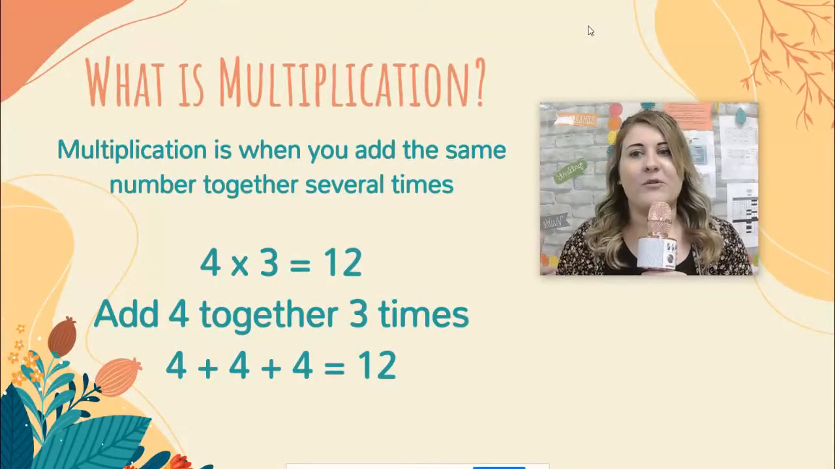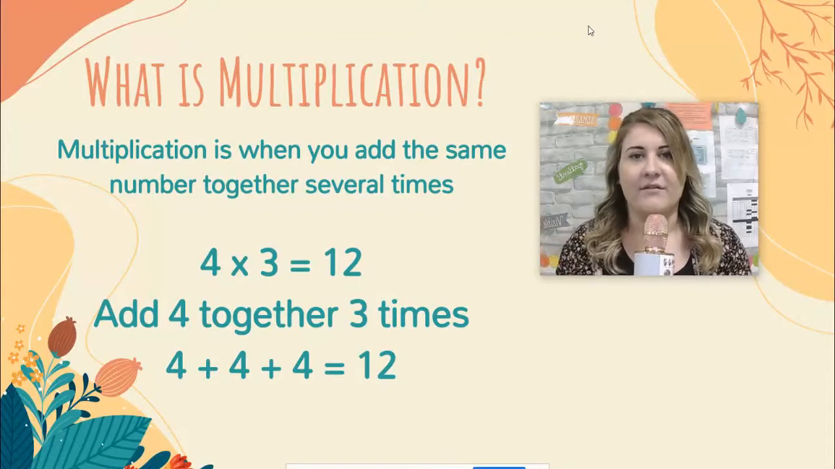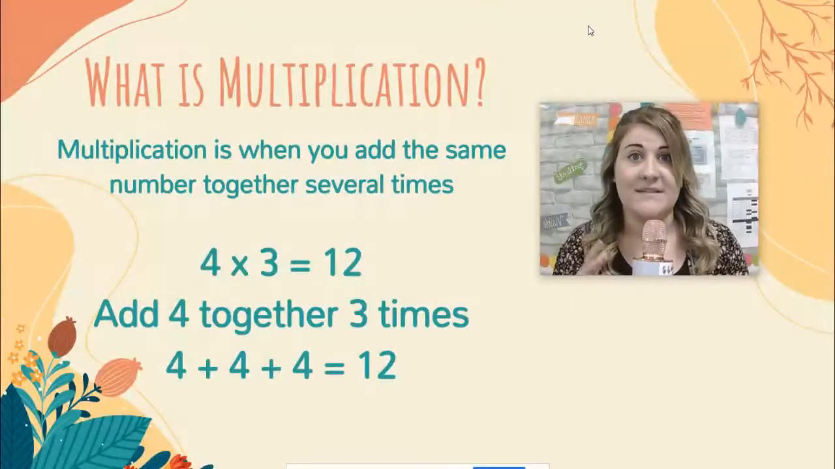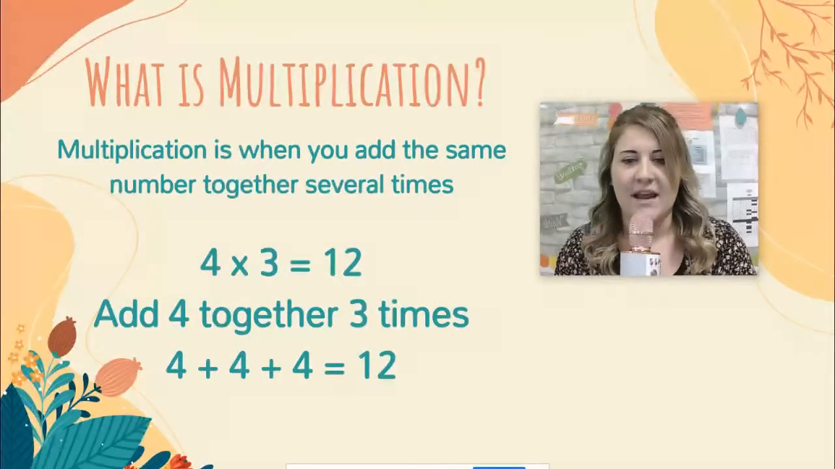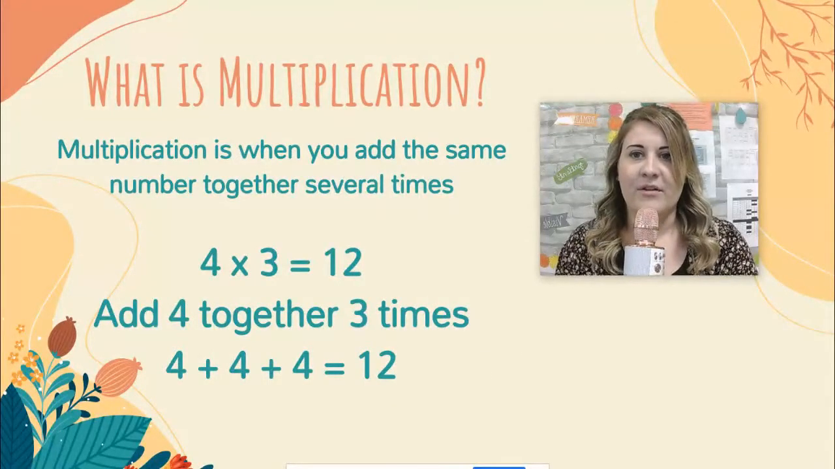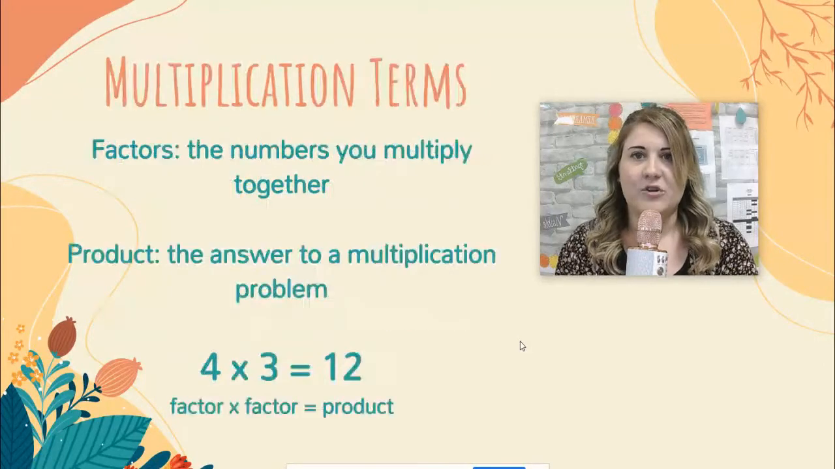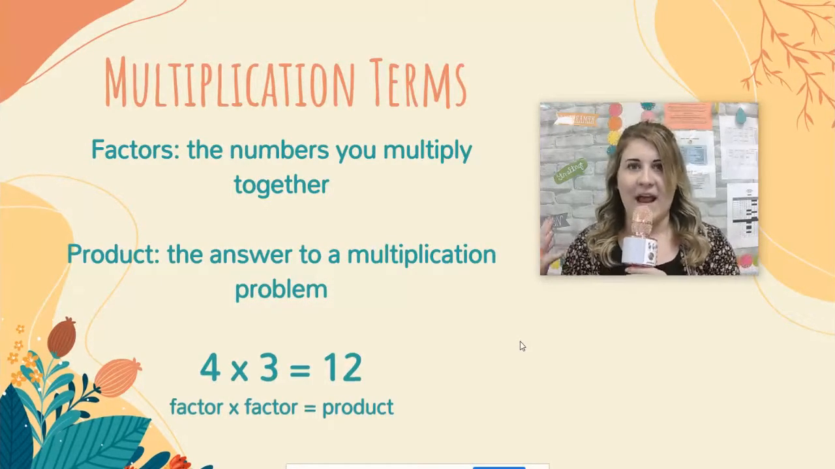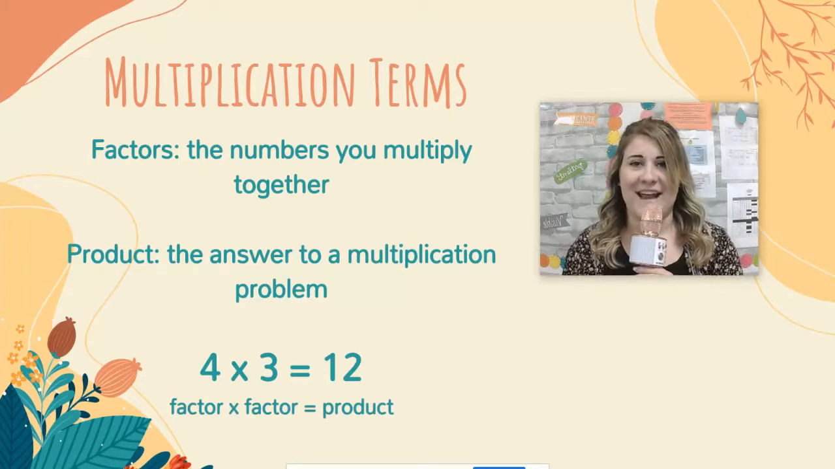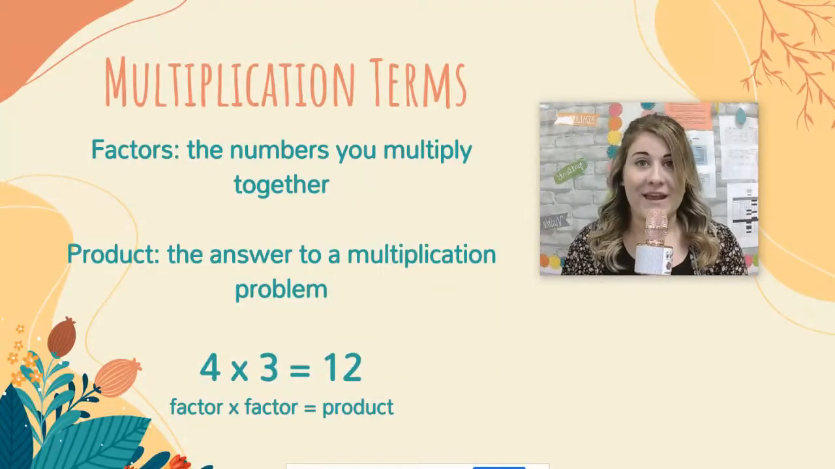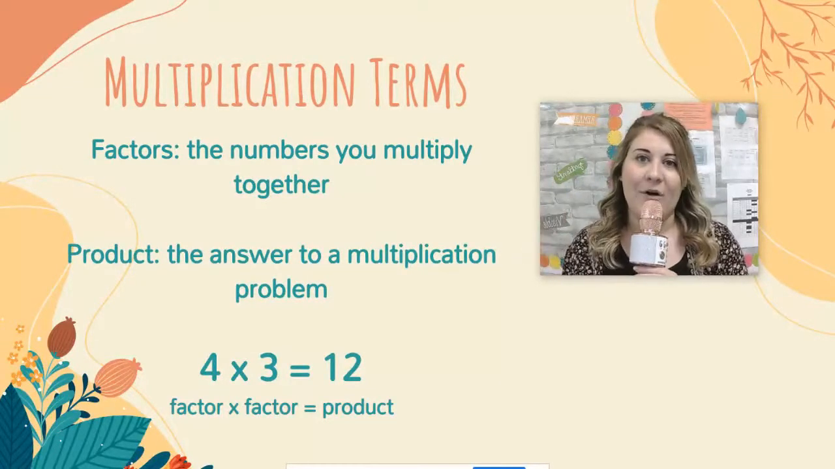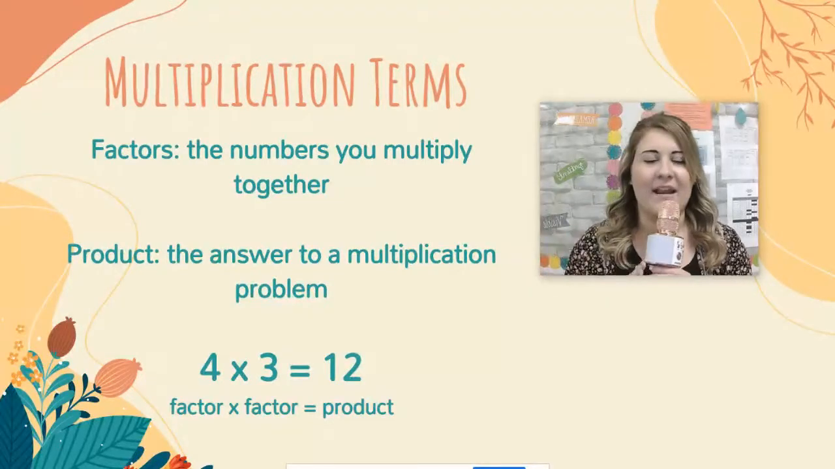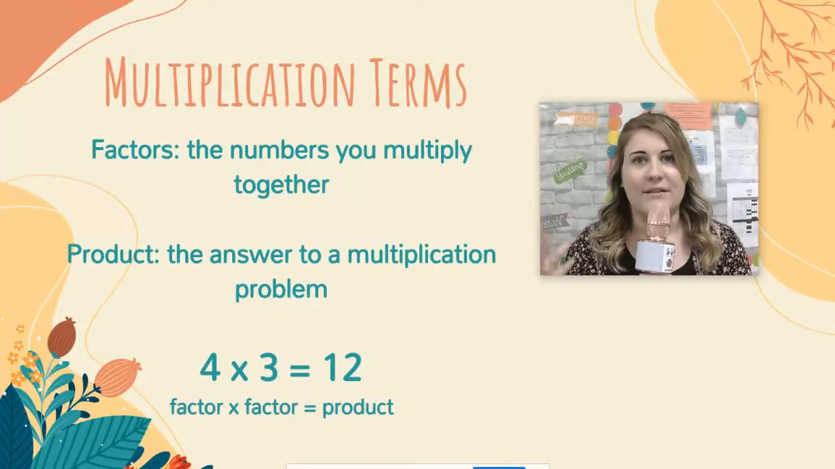So multiplication is kind of a shortcut for adding the same number a bunch of times together. So that's what multiplication is. It's called repeated addition. We're going to get more into that later on. But for now, let's talk about some multiplication terms. Just like how we had adding, an addend plus an addend equals a sum, for multiplication, we have factors and products.